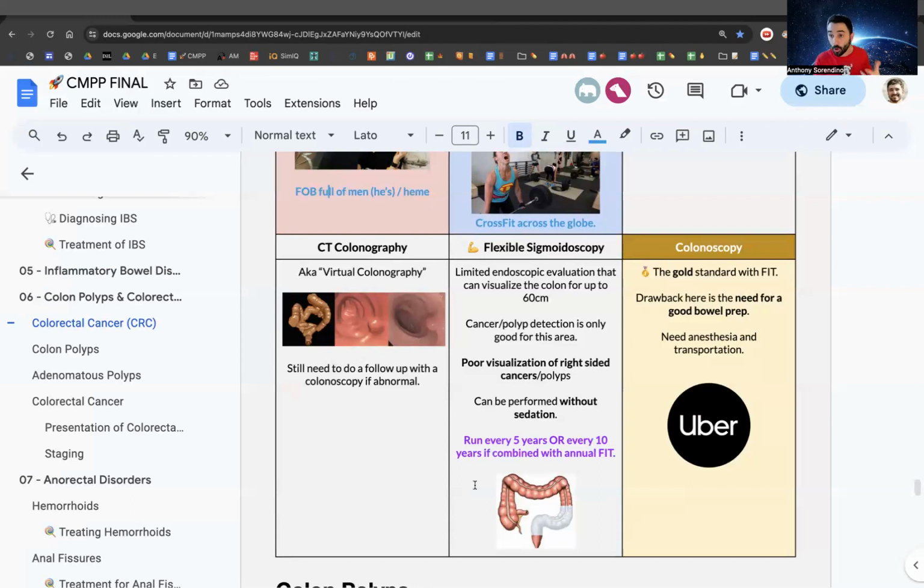One is a virtual colonography. This one is cool because I think it's quick, and I don't believe they need to be sedated for this. Don't quote me on that. But we do have to follow up with a colonoscopy if it's abnormal.